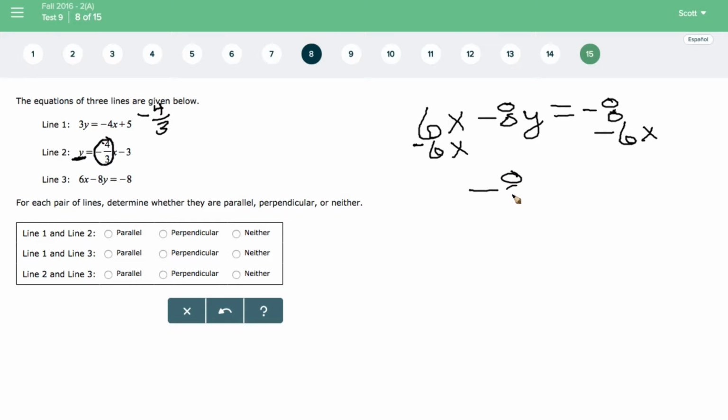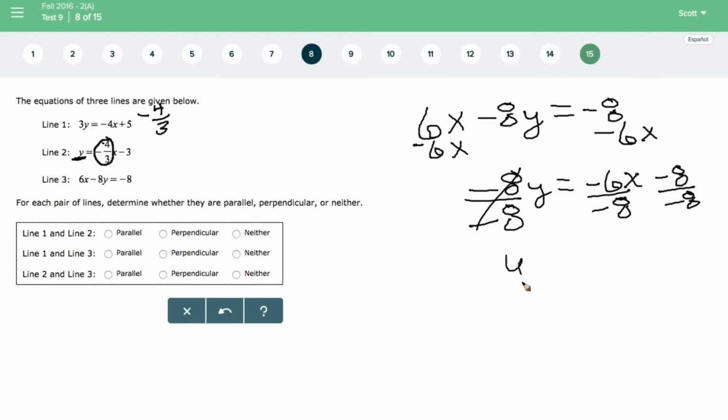So we have negative 8y equals, and those are x's and numbers, we can't combine them, so negative 6x and negative 8. Now if we divide this by negative 8, that cancels out, leaving us with just y equals, and that's what we wanted. We wanted the y completely by itself.